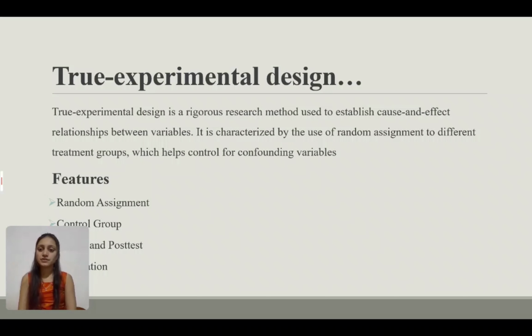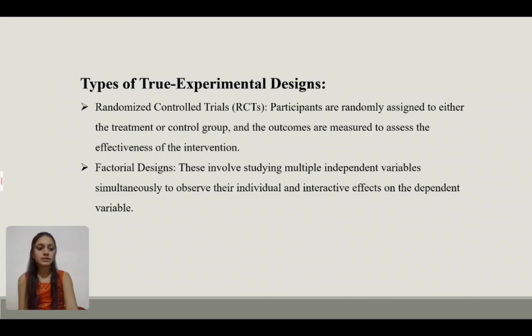Then last feature of true experimental design is replication. True experimental designs can often be replicated, allowing other researchers to verify the findings, strength and reliability of the results. These are all features of true experimental design, and types of true experimental design. First one is randomly controlled true experimental design.